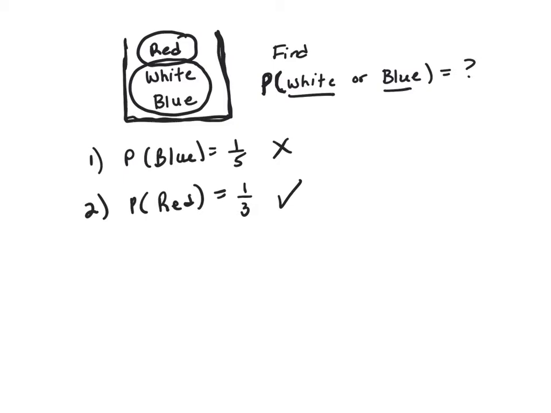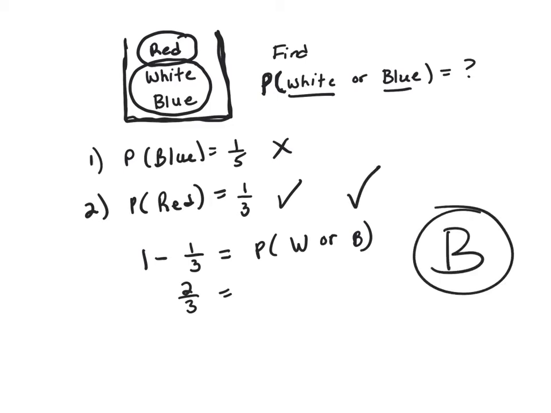So the sum of your probabilities must give you 1. So if I know red, 1 minus 1/3, the probability of red, that's going to give me what's left over, which is the probability of white or blue. So that's going to be 2/3 is that probability. So clue 2 works. The answer is B.